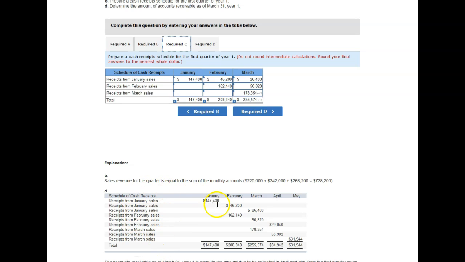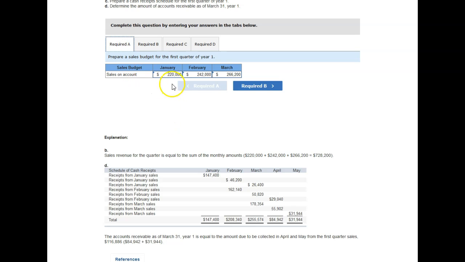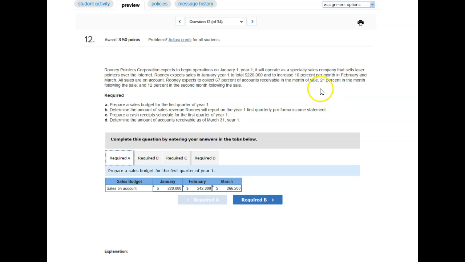Now, to show what's collected in January, this number, they're all the same right through here. What you're going to do is take January's sales, and that's at $220,000. I'll go back right here, this 220, and that'll be times, let's go back up to this number, times 67%. So we got 67% collected in the month of sale, 21% in the month after, and 12% in the second month following the sale. So 67, 21, and 12.